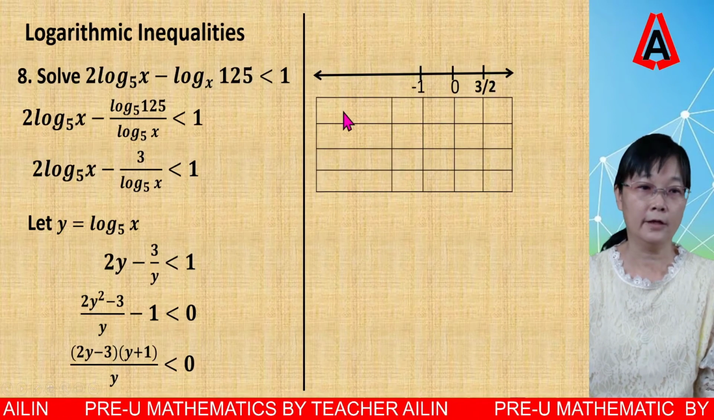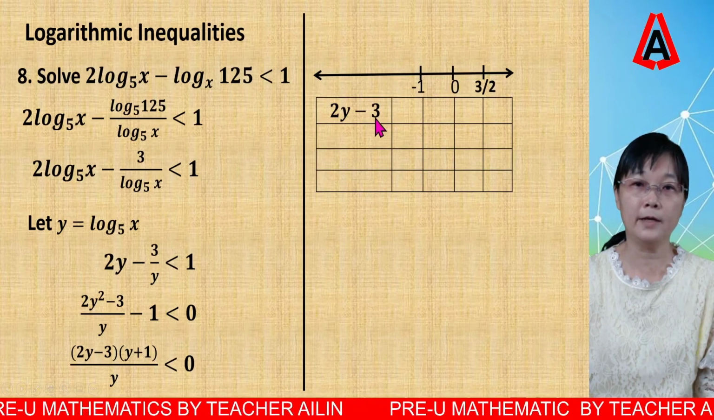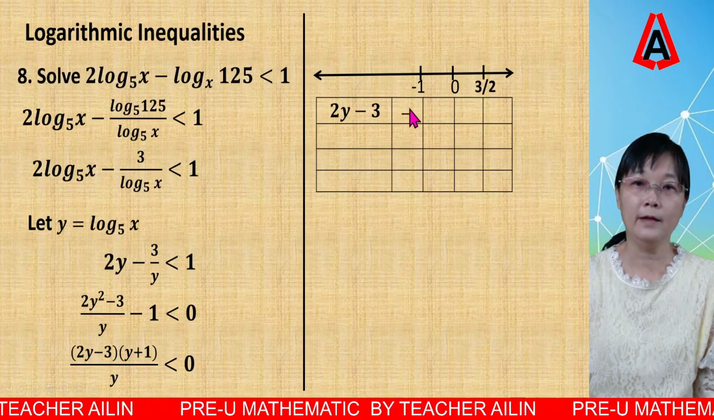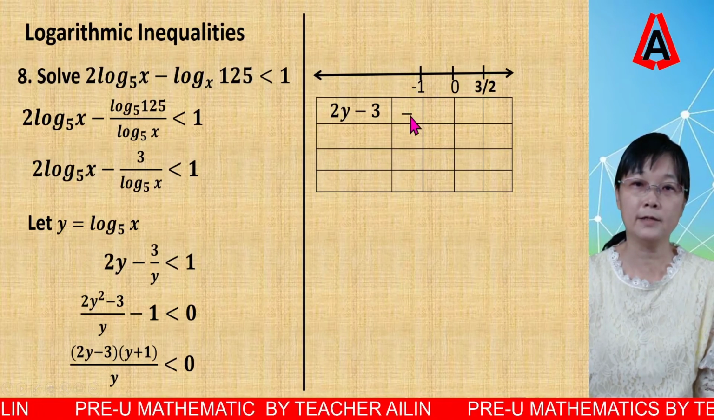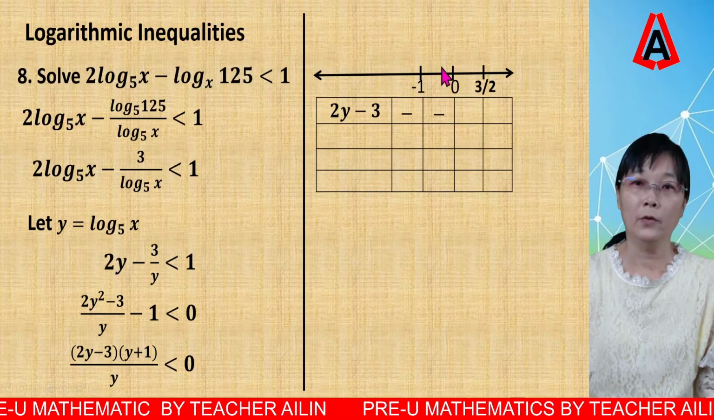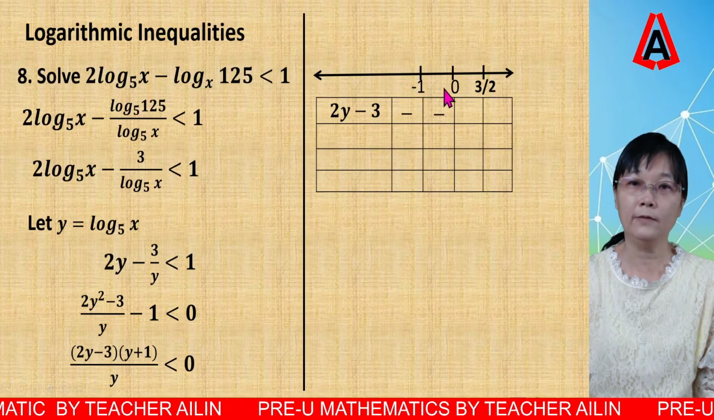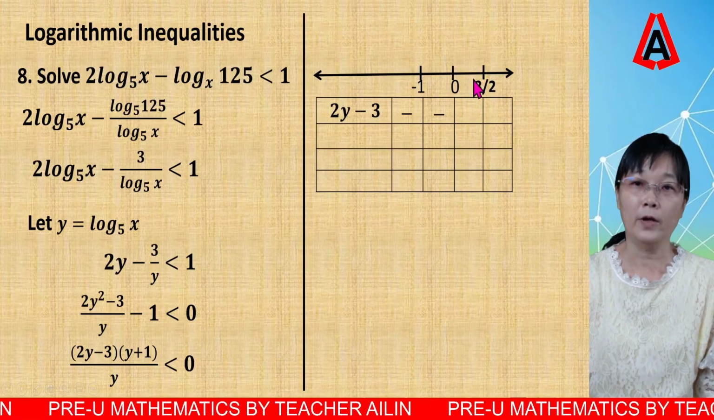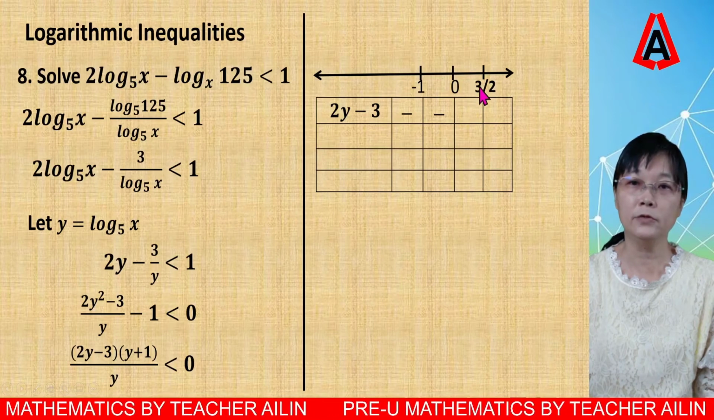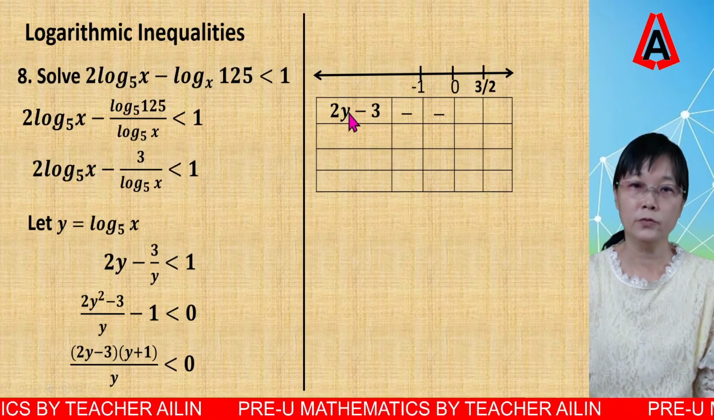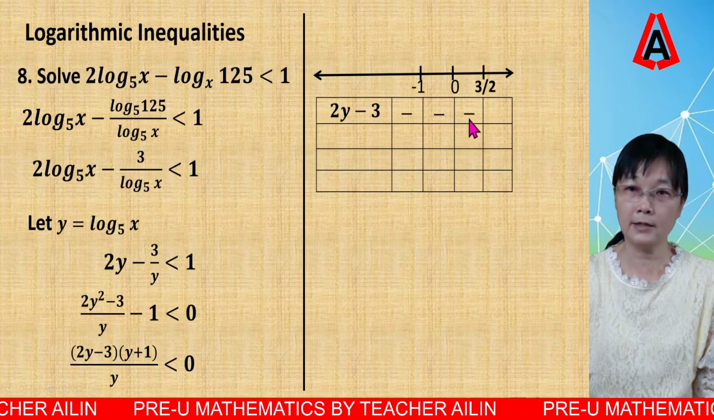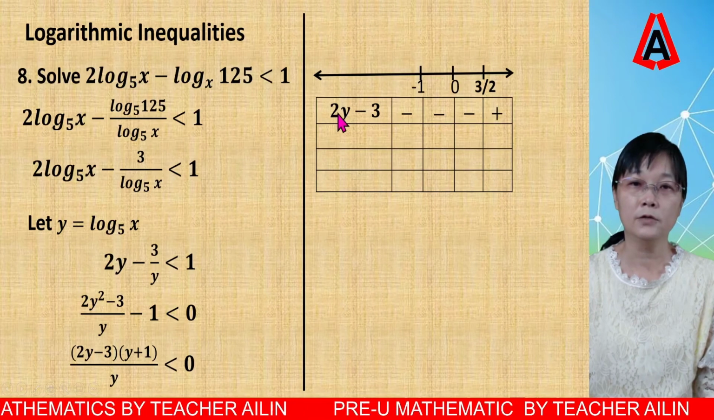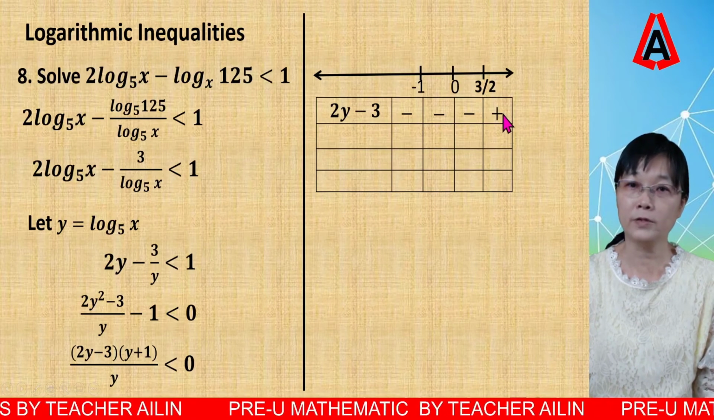So, for the first factor, 2y minus 3, when the y value is less than -1, we find that 2y minus 3 is negative. When y is between -1 and 0, 2y minus 3 is negative. When y is between 0 and 3 over 2, 2y minus 3 is negative. And when y is greater than 3 over 2, 2y minus 3 is positive.